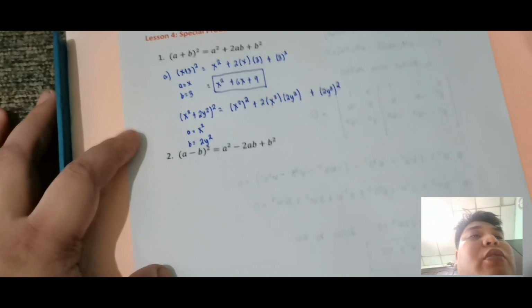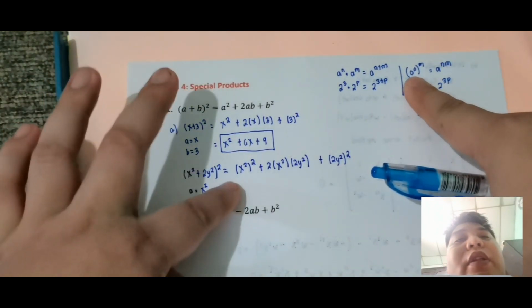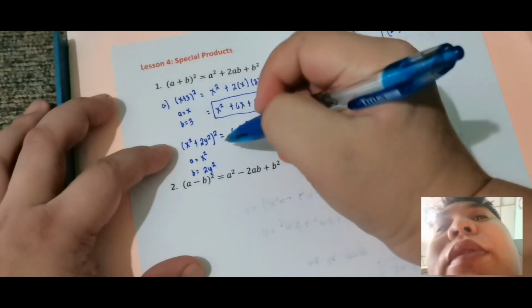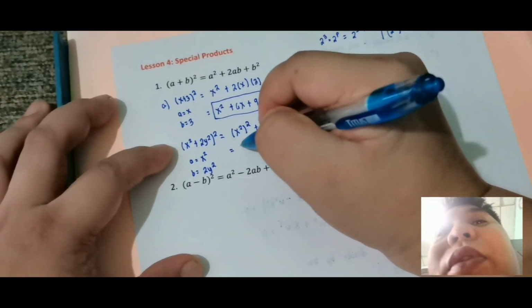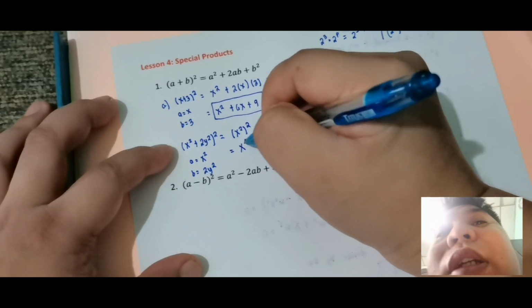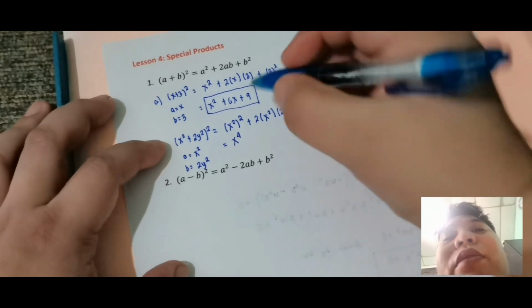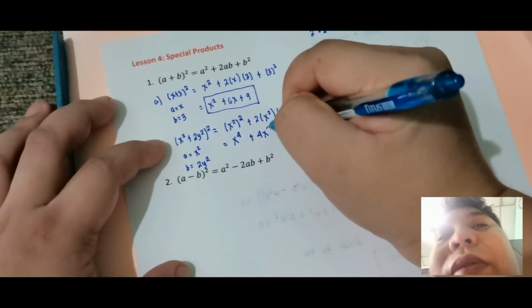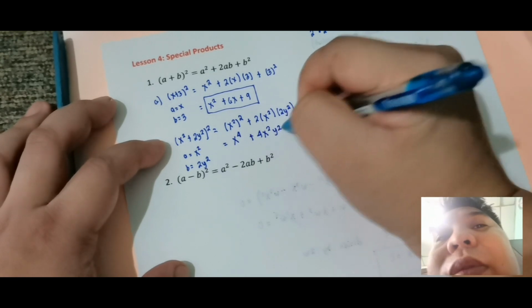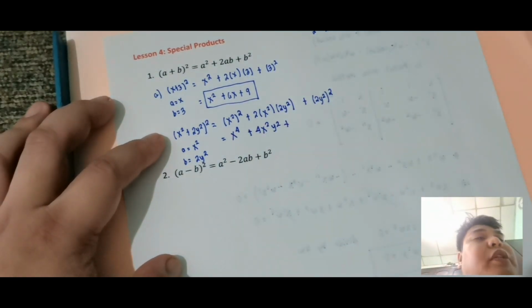Dito papasok yung rule na ito. Kasi x squared raised sa 2, that is equal sa x squared raised sa 2 is 2 times 2, that is 4. Kasi nga, i-multiply ko lang yung exponent. Next, dito, 2 times 2, that is 4. Unahin ko yung 4, copy si x squared, copy si y squared. Then, lastly, 2y squared raised sa 2.